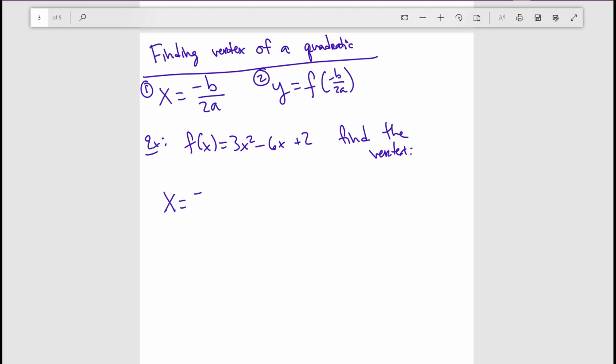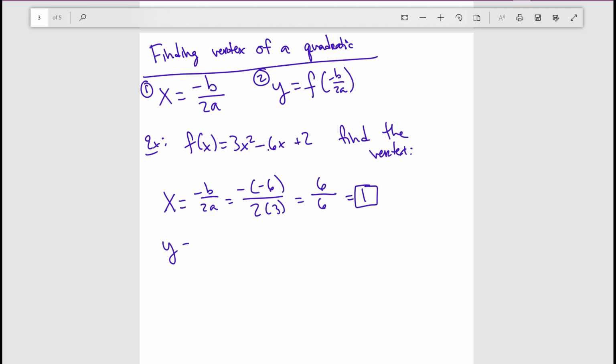So let's first figure out what x is. X is going to be negative b over 2a. So here, negative is going to be right there. Our b is negative 6 divided by 2 times a, which gives me 3. A negative and a negative give me a positive 6 divided by 2 times 3, which gives me 6, gives me 1. Okay, so that is my x coordinate.